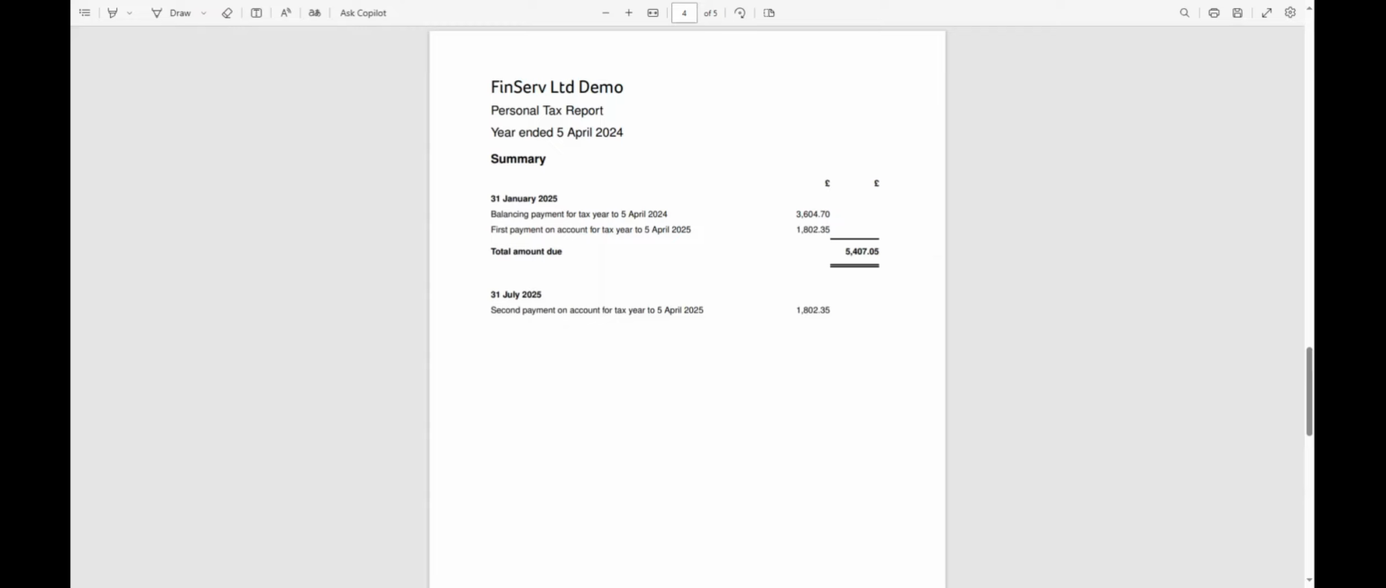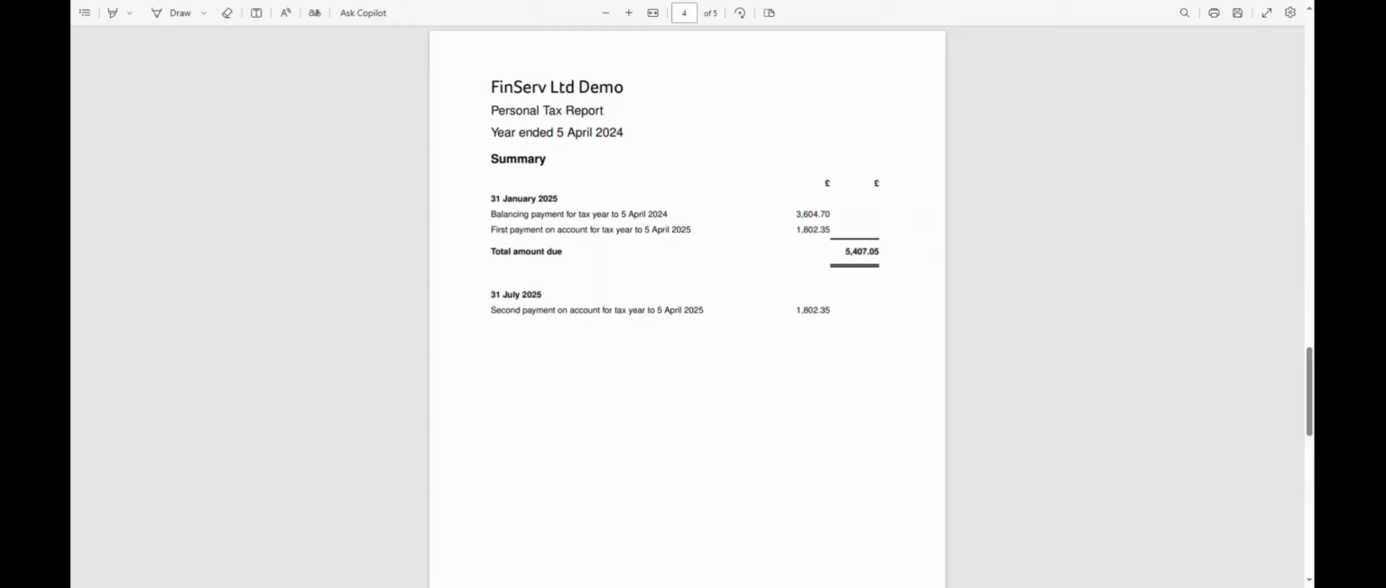So, in this scenario, when the first payment on account is made on the 31st of January, 9 months of the tax year to which it relates has passed, yet it is only intended to be a payment that covers 6 months. Then when the second payment on account is made on the 31st of July, this is nearly 4 months after the tax year to which it relates has ended.